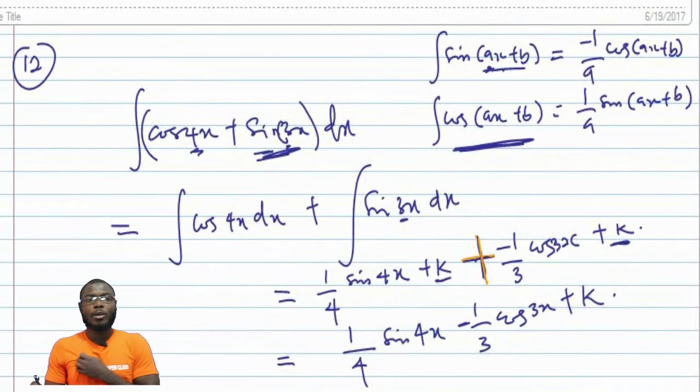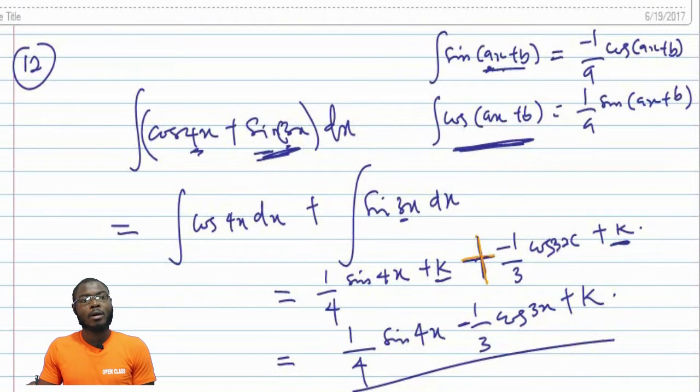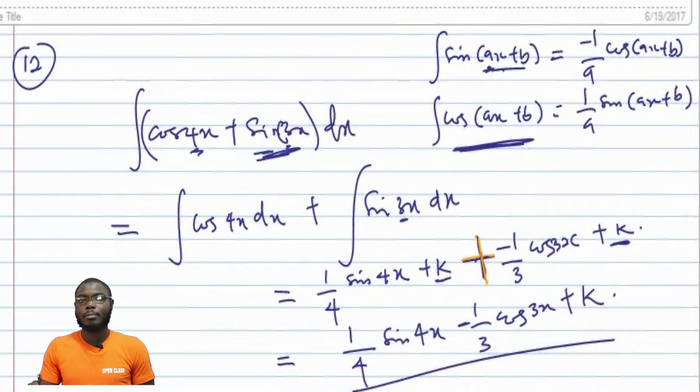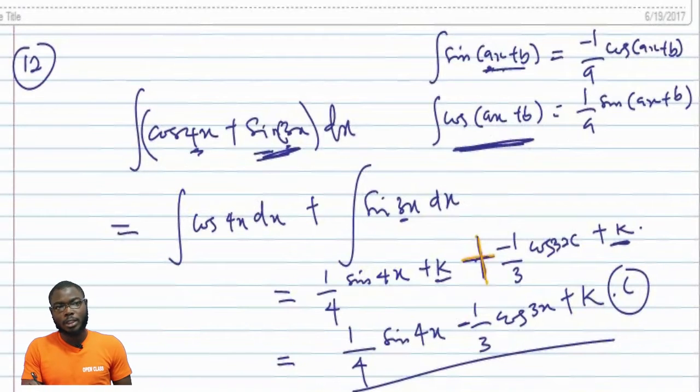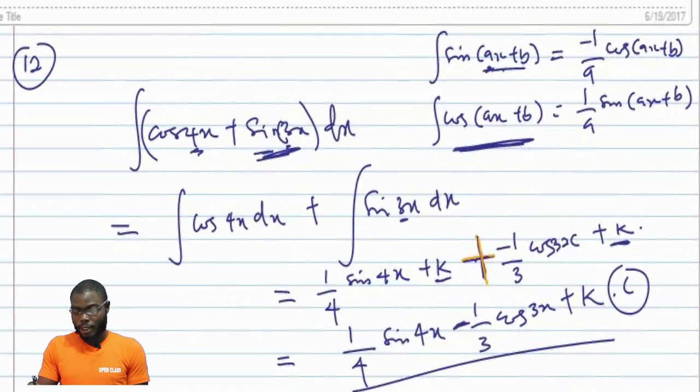So that's your answer. If you look at the options, this is the final answer. Option A says sine 4x minus cos 3x plus k. B says 4x plus 3x plus k. C says 1 over 4 sine 4x minus 1 over 3 cos 3x plus k, and that's the one. D differs only in the sign between the terms, so you must be very, very careful.